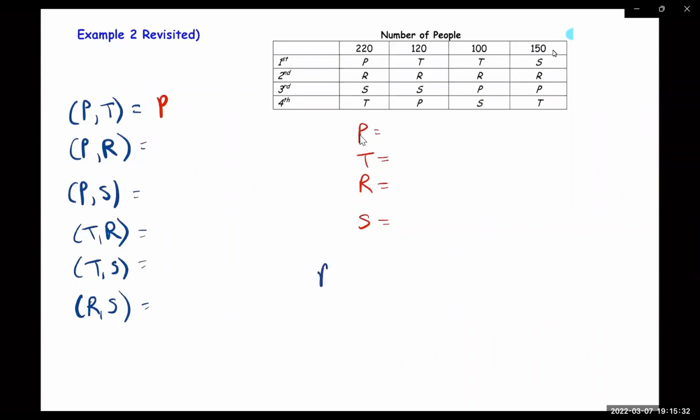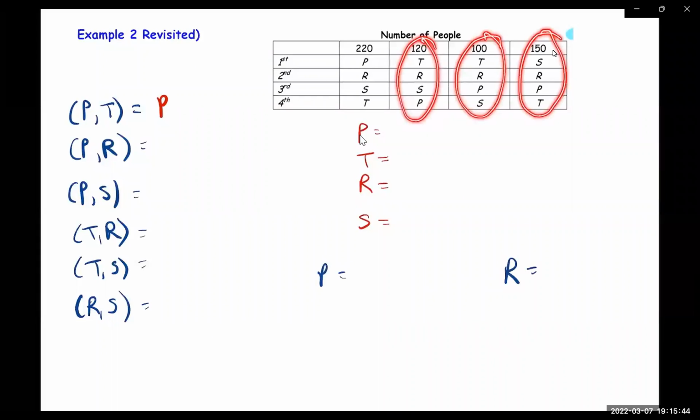Let's just verify real quick. P versus R. So let's see. P wins. P, R, R, R, R. So it looks like R is going to win this one, right? R has that plus that, and P only has 220. So yeah, R is going to win that one.